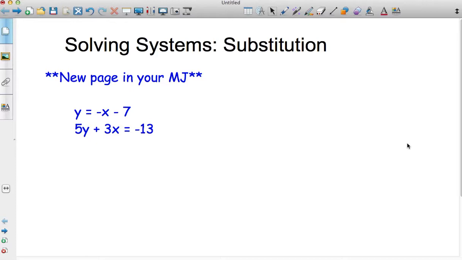Hello. Tonight we are going to be looking at solving systems only by substitution. Take out your MJ. We're going to be starting with a new page, and you can title it Solving Systems with Substitution. We're going to take a look at this problem here.